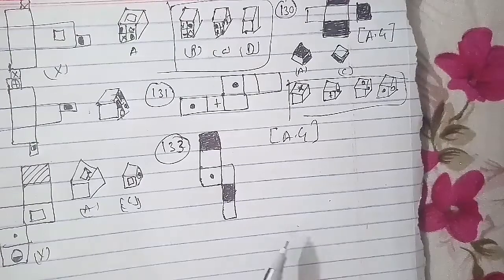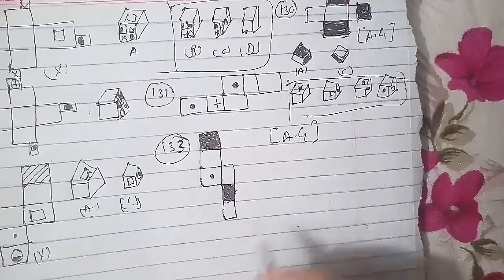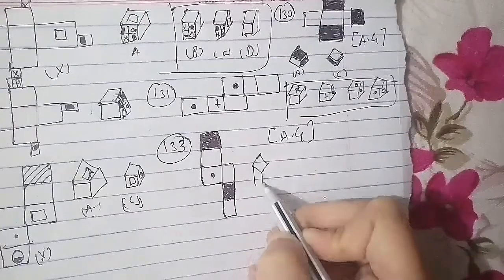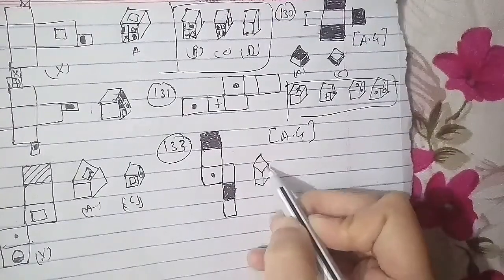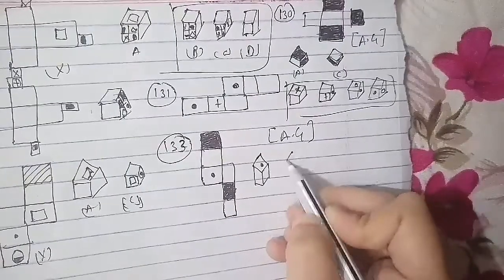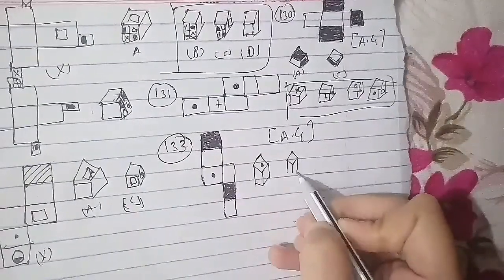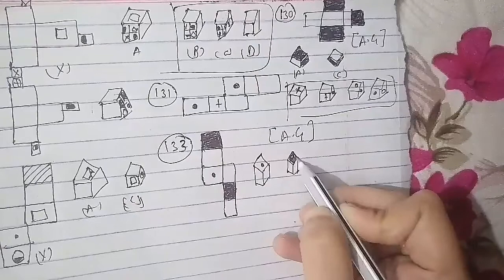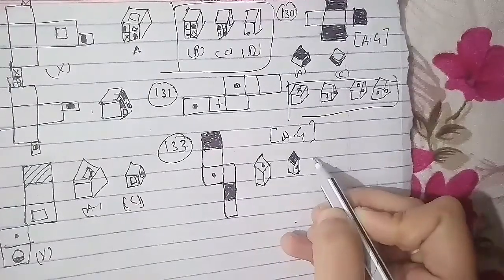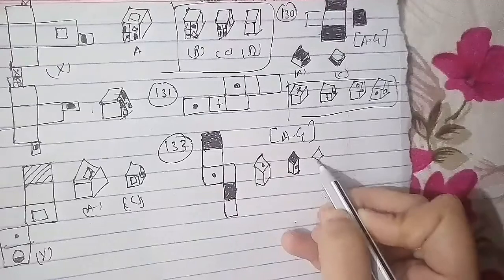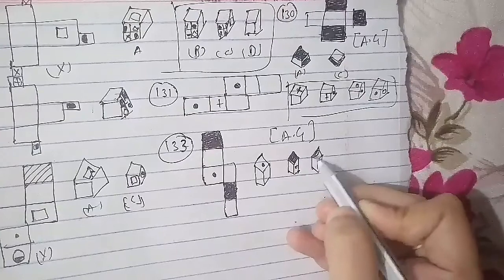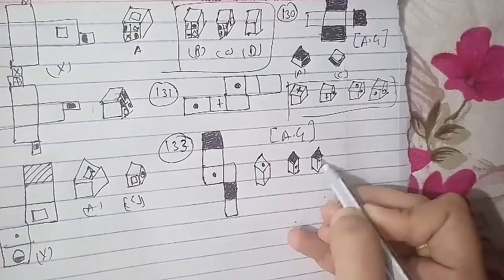So A will be your A, C is your C, and the D is this. This is the D here. So we have your answer, that is A, C and D.